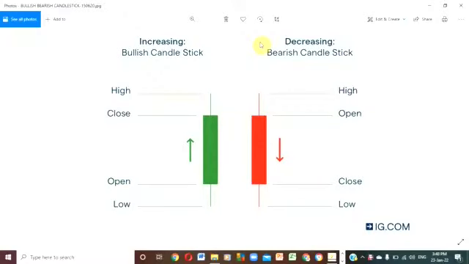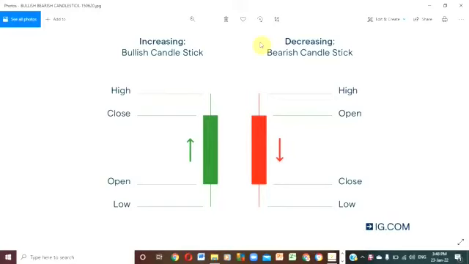So for example, guys, we have green candlesticks and we have red candlesticks. Green candlesticks, which are for buying, have a different close and an open of the candle. And then red candlesticks, which are for selling, have a different close and open of the candle. Okay, so guys, this is what a candlestick looks like.